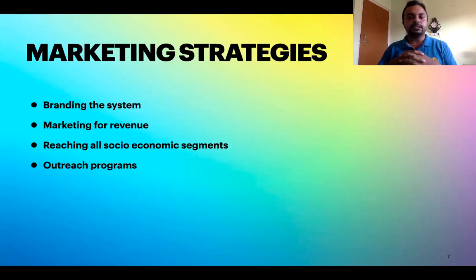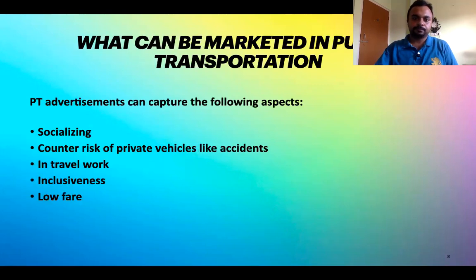Other marketing strategies include conducting several outreach programs so that people know more and more about public transportation.